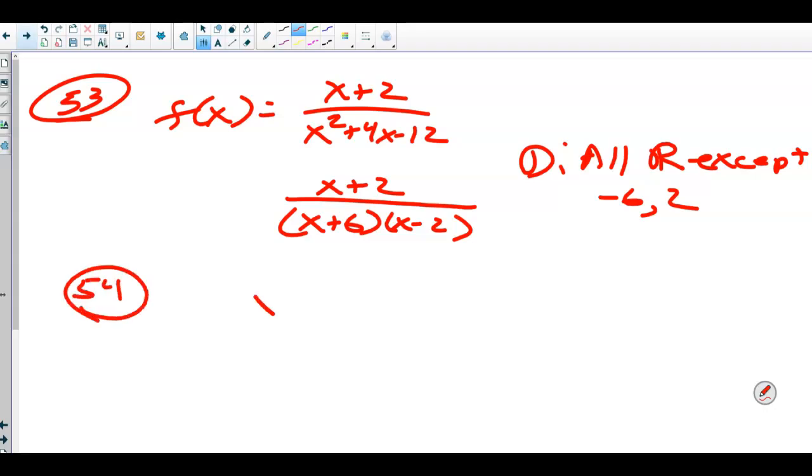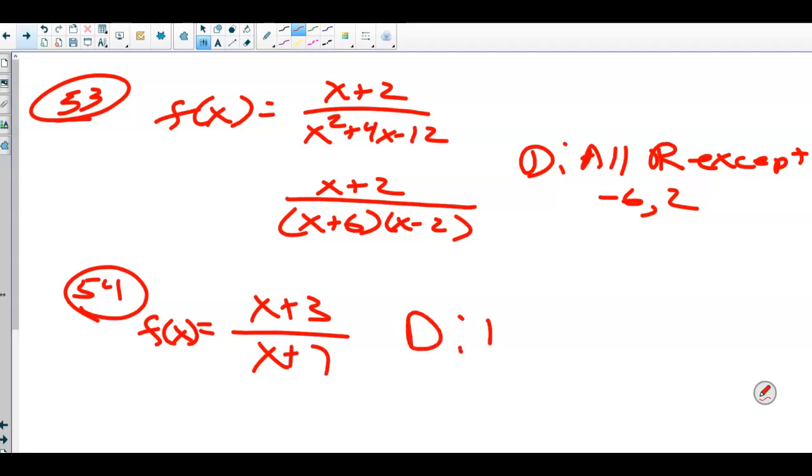54 is actually even simpler. x plus 3 over x plus 7. What's the domain? It's all reals except -7. You cannot have a 0 in your denominator.